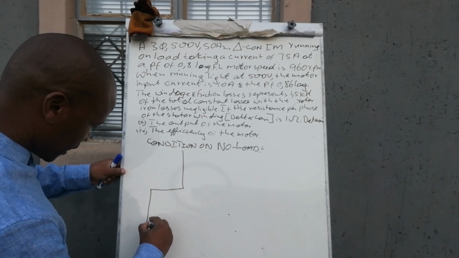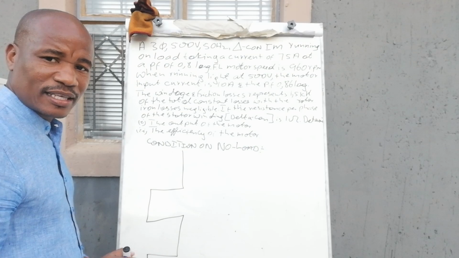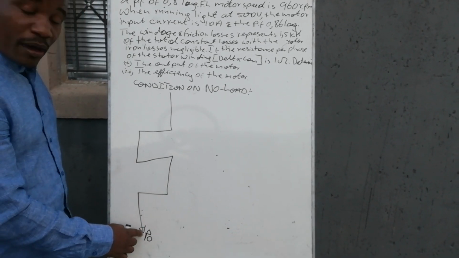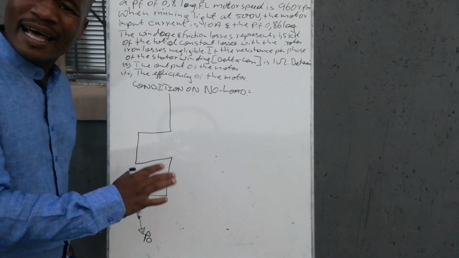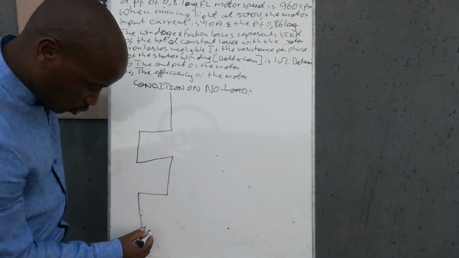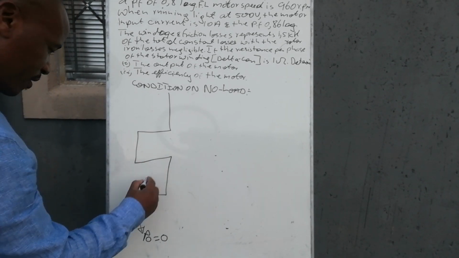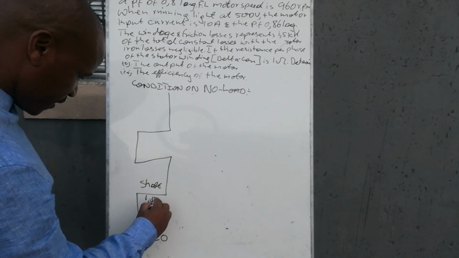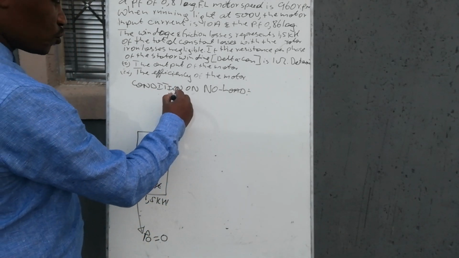This is my secret, guys, to do this. This is the output. But remember, this thing runs on no load. If there is nothing connected to the motor, there can't be an output. It means the output is 0. But here on the shaft, you are given 1.5 kilowatts. And then this can be calculated.